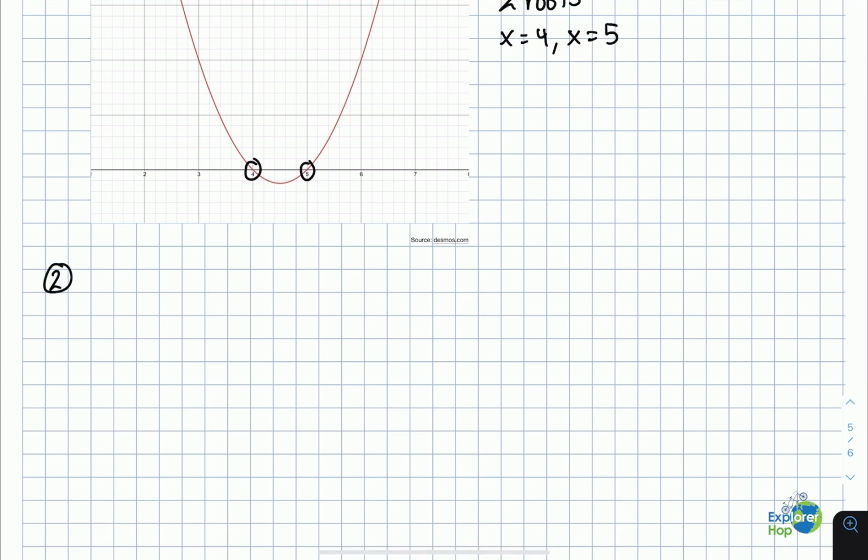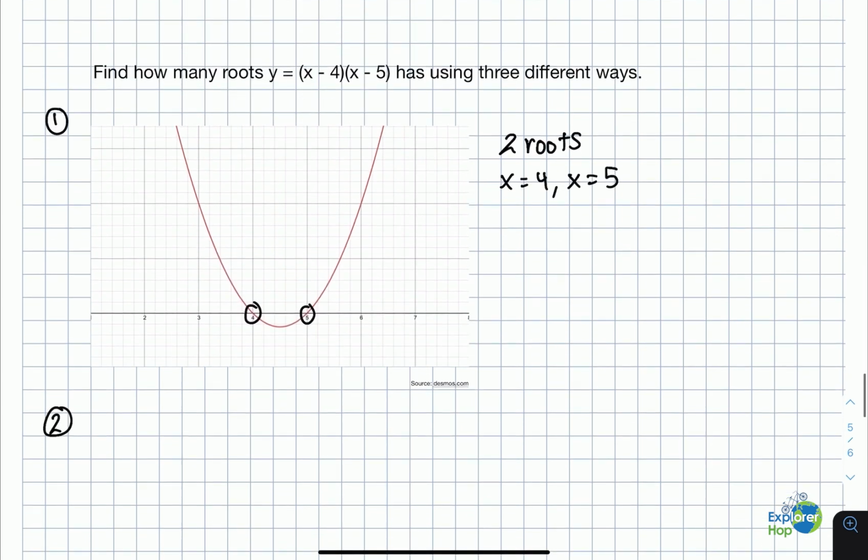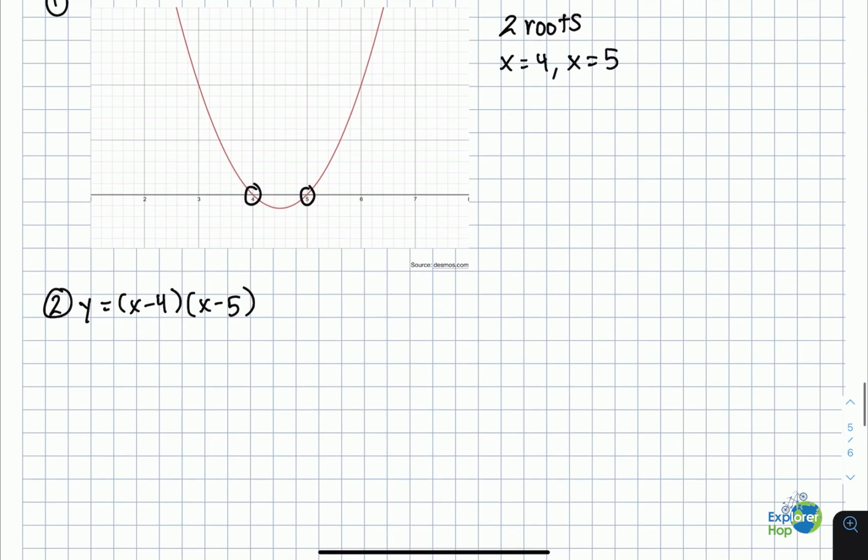The second method would be to take the equation, which is right here. Y is equal to x minus 4 times x minus 5. And what we would do is set y to equal 0, because when the parabola is intersecting the x-axis, the y value of that coordinate is always 0.